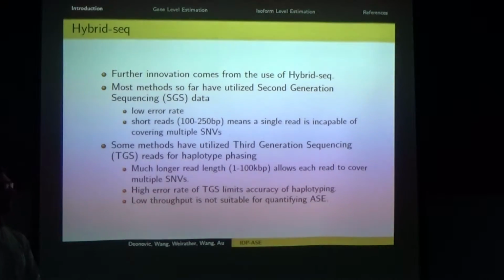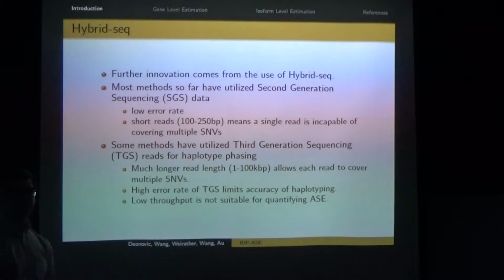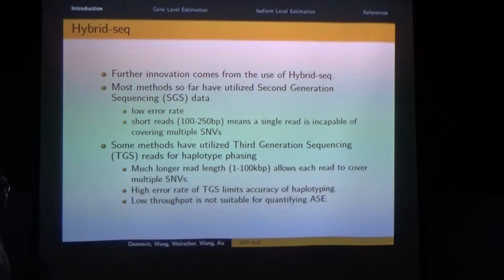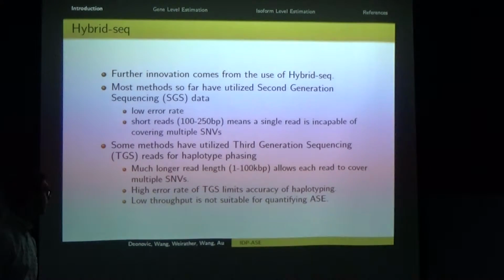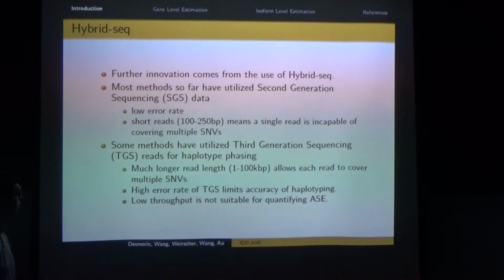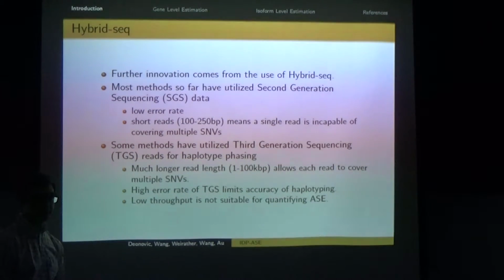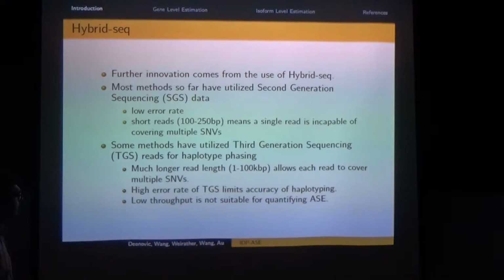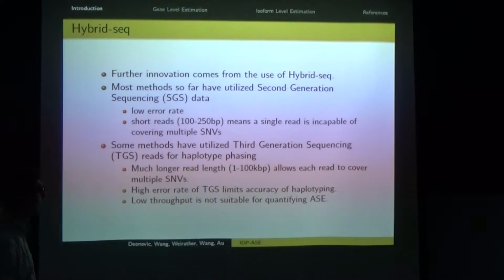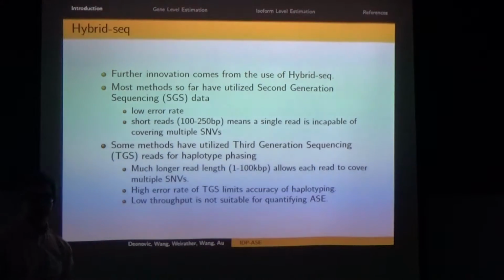Now next I want to talk a little bit about the data. So a lot of the previous methods I have on the previous page use what's called second-generation sequencing data, SGS data, or sometimes referred to as short-read sequencing data. The two major aspects of this data is the low error rate, which is a good thing. However, they have very short read lengths, about 100 to 150 base pair. And this means that a single read is often incapable of covering multiple variants, which is a problem if you're trying to phase the haplotype. If you don't cover multiple variants, it can be very difficult to determine what the haplotype is.